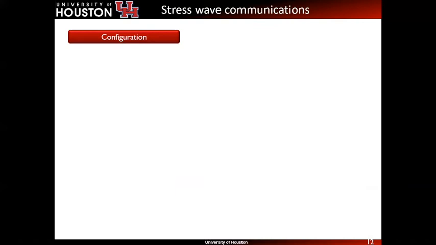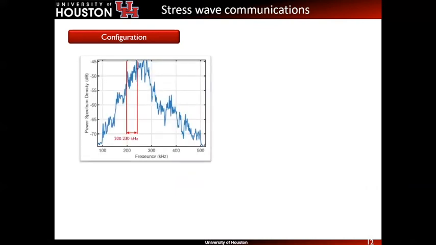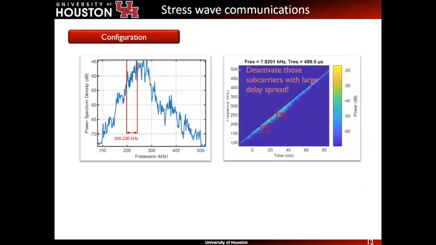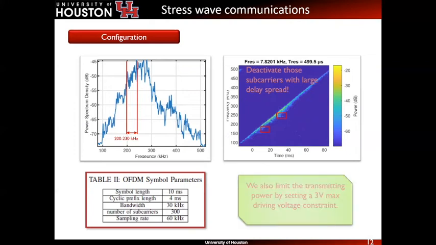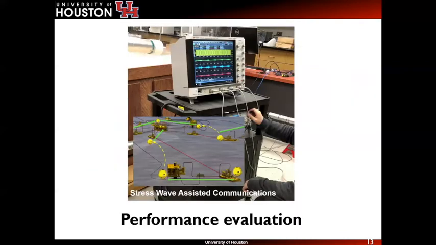We show the overall system configuration in this page. We choose 200 to 230 kilohertz to test the performance, and we also deactivate the subcarriers with long delay spread. These OFDM parameters are shown in the bottom left table, and at last, we use the 3 volts maximum driving voltage to limit the power for underwater nodes. In the next section, let's go through the performance evaluation.